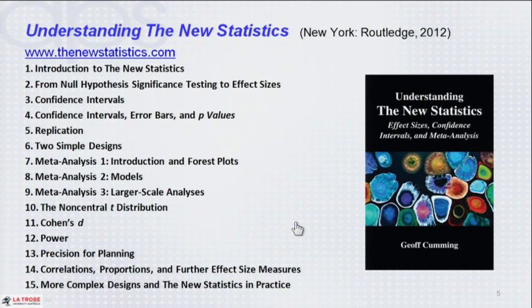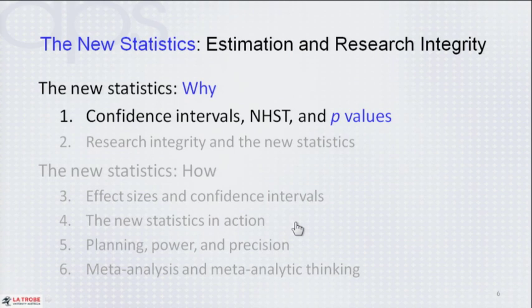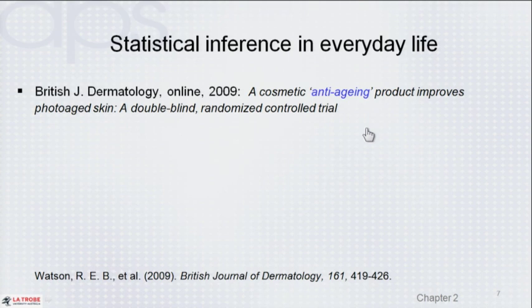So the first section: confidence intervals, NHST, null hypothesis significance testing, and p-values. Let me start with an example. This is a recent paper reporting a double-blind randomized control trial, gold standard for providing evidence. And it evaluated a claimed anti-aging cream to improve wrinkles in the aged skin. I'm getting interested in this.